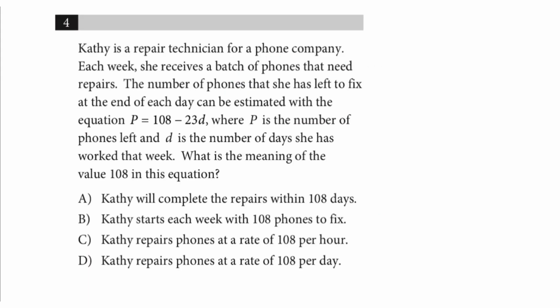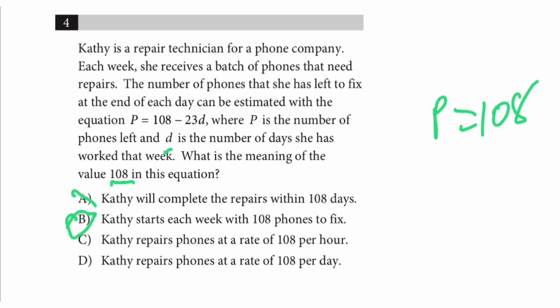The best way to find the meaning of 108, I can see, is to plug in 0 for D. Because if she works 0 days, which is what that would mean if we make it 0, P is just equal to 108. So what would that mean? Let's just go through the options and see what's possible, what's not possible. Kathy will completely repair within 108 days. No, because the days, D, has nothing to do with it. Kathy starts each week with 108 phones to fix. That would be possible because 0 days is the start of the week. So she has 108 phones, and then as the days go on, less and less phones are there to be repaired. That makes sense, so B is the answer.